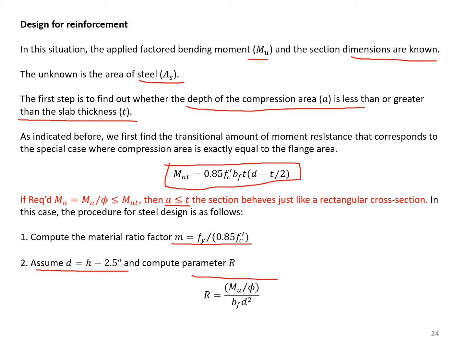So for that, we compute a factor called R, which is the required strength divided by b_f d squared. Now again, please note that here we use b_f. There will be another version of R appearing in this video, and for that one we have to use bw, so please pay attention to which b is used in the equation. And again, if you would like more information on design of rectangular sections, please watch lesson 7 of my video series.